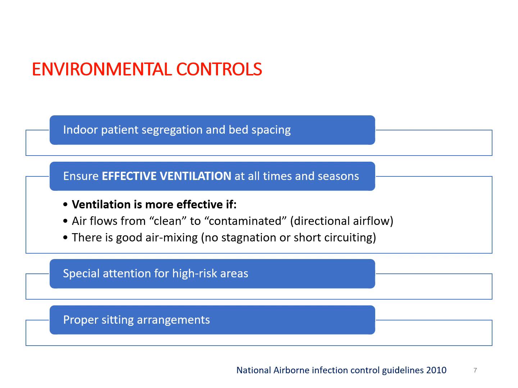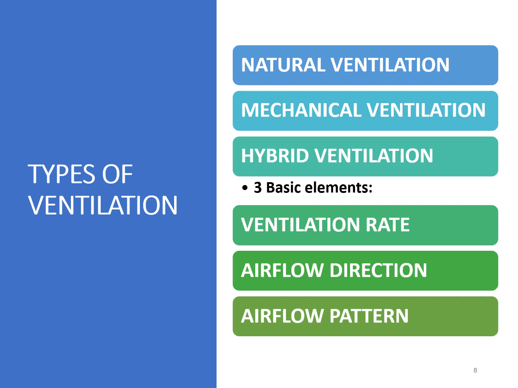The controls need to be applied in indoor patient segregation and bed spacing to ensure effective ventilation at all times and seasons. Ventilation is more effective if airflow is from clean to contaminated areas, and there is good mixing and no stagnation of air. Special attention needs to be given to high risk areas and proper seating arrangement. The types of ventilation are natural ventilation, mechanical ventilation, and hybrid ventilation. And the three basic elements of ventilation are ventilation rate, airflow direction, and airflow pattern.